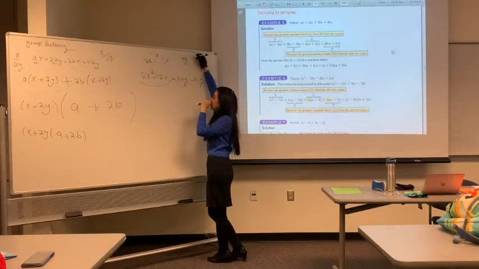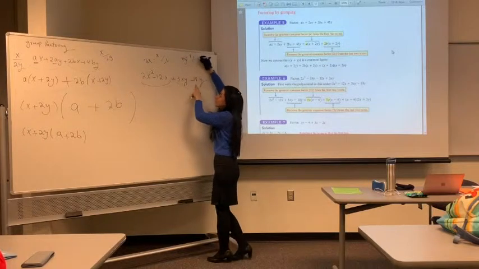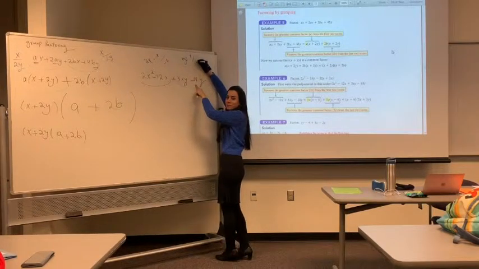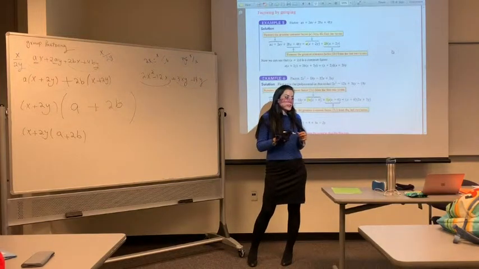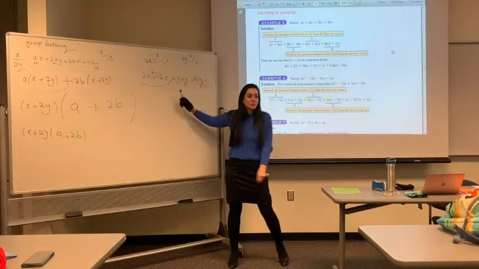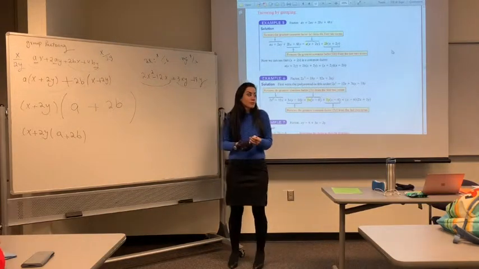3y is common, correct? Yes. So what remains from the first term? X. What remains from the second term? Negative 6. Do you see that? Now the ratios are correct, they are the same. So now it means these two groups are correct, and we can continue.